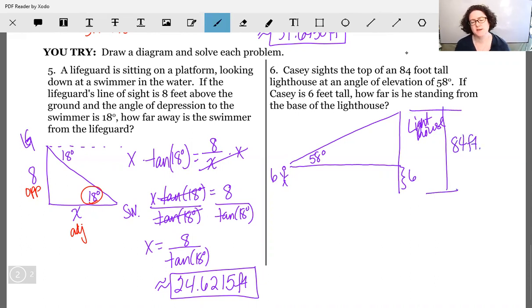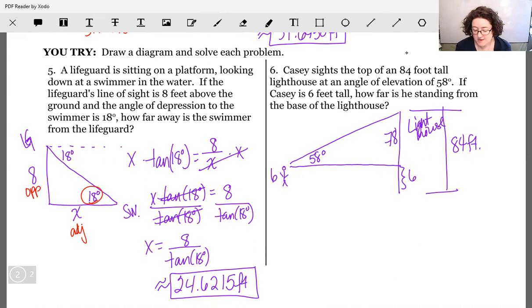So this one is almost looking backwards from the problem we did before. If you're seeing the right triangle, what extra length can we use to actually label a side on the right triangle? Well, we've got our 84 feet total. If we take away the 6 feet, that leaves us with a leftover 78 feet. And so that lets us label that vertical side of our right triangle.